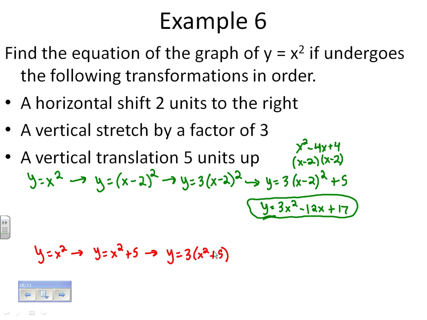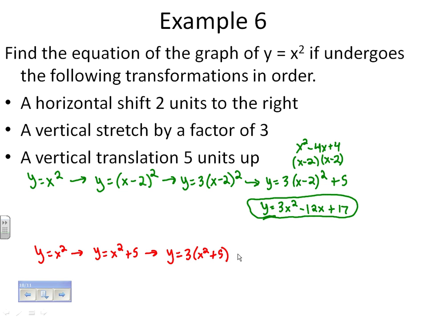Okay, so hopefully now you can see, because of the order, if we do that vertical translation first, then we end up with this stretch affecting it. If we do it last, if we're talking about just having a plus 5 on the end, that means we need to do that vertical translation last.